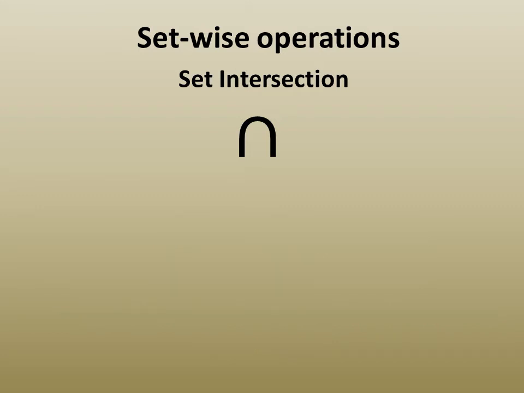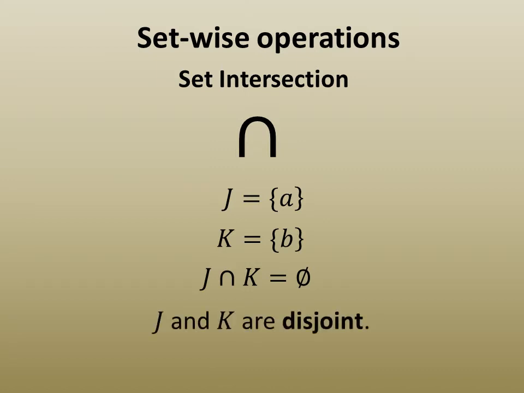As a last example, let J be this singleton, and K be this singleton. Their intersection is the empty set. When the intersection of two sets is the empty set, we call the sets disjoint.